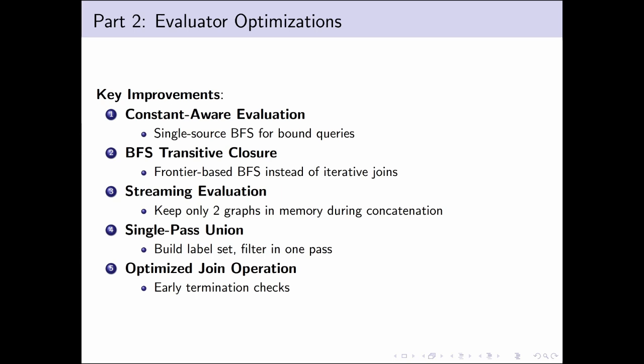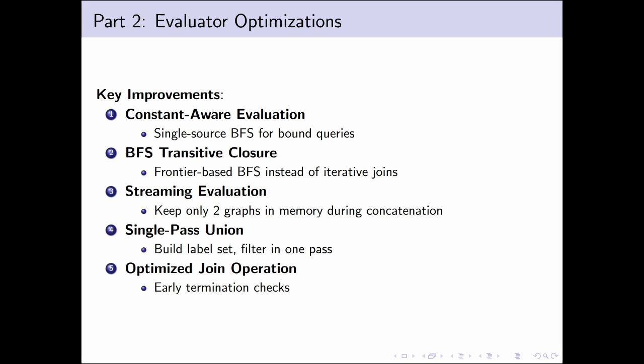For computing transitive closure, meaning we are finding all the nodes reachable from each source, we replaced iterative joins with a breadth-first search approach. For each source node, we perform BFS to discover all reachable nodes, directly adding edges to the result graph. We also included a streaming evaluation approach. So when evaluating path concatenations, we process segments left to right, keeping only two graphs in memory at any time, the current result and the next segment. After each join, we immediately free the right operand.